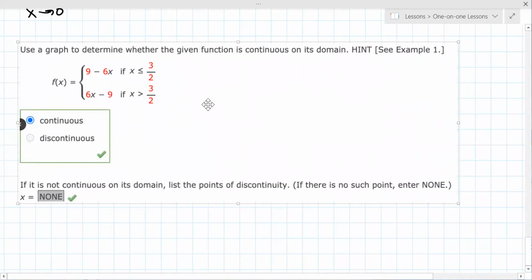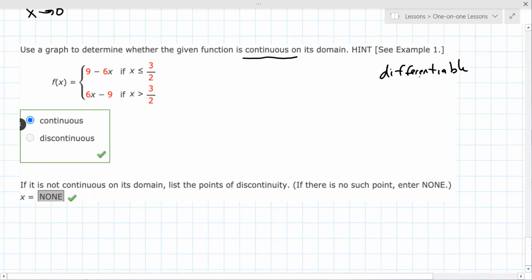Determine whether the given function is continuous on its domain. So there's many words that were probably thrown out in this part of the class. One of them was continuous. One of them might have been differentiable, and another was just whether it is a function or not. Continuous is probably the easiest one. From high school, you might remember it's like, can you draw it without lifting up your pencil? And that's great, but it doesn't help you here.